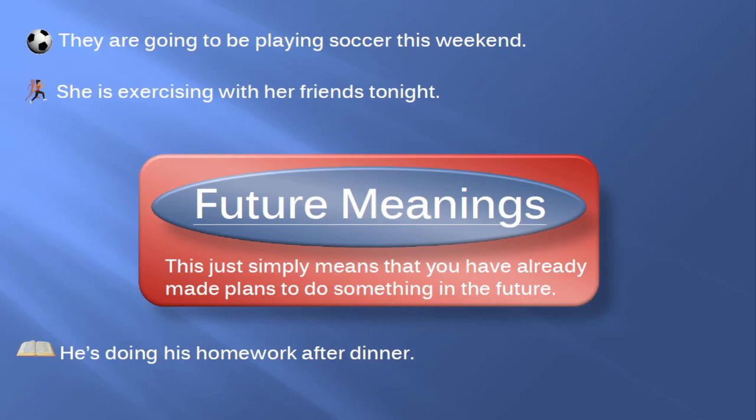In the next sentence, she is exercising with her friends tonight. She already made plans with her friends, and she's going to be going out to the fitness club tonight to go exercise. And in the last one, he's doing his homework after dinner. Here you can see that he's going to be doing his homework, and he wants to eat first. He might be hungry after a long day at school, and he's going to be doing his homework after his dinner.